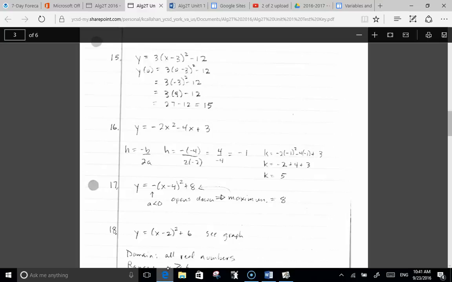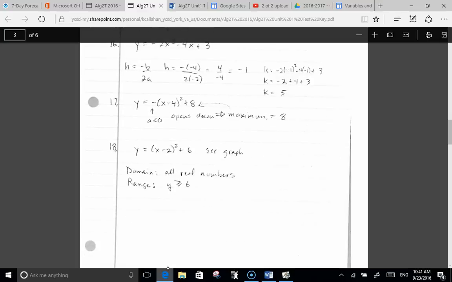17 said, does this function have a max or a min? And then, what is it? Okay, well, let's see. How do you tell whether it has a max or a min? It depends on how it opens, right? How does this one open because of the negative in front? It opens down. So does it have a maximum or a minimum? Maximum. So you get 2 out of the 5 for saying it was a maximum.